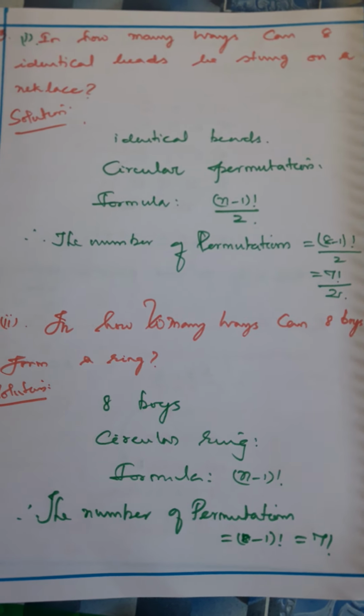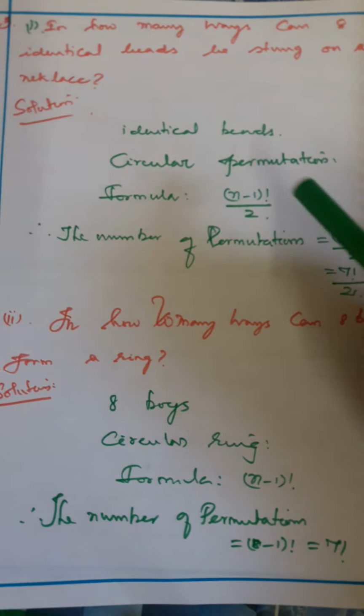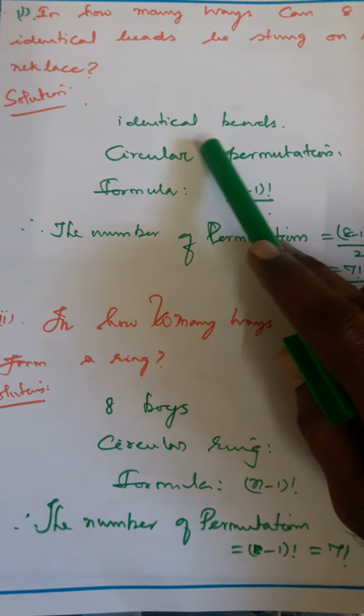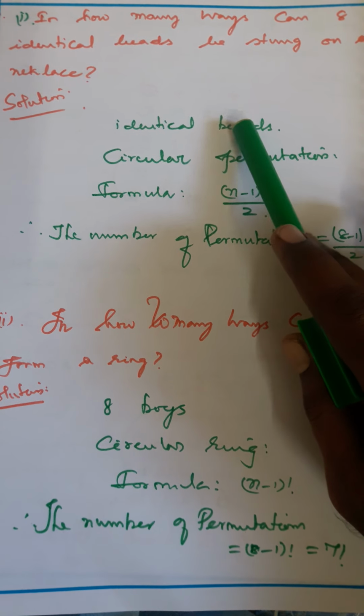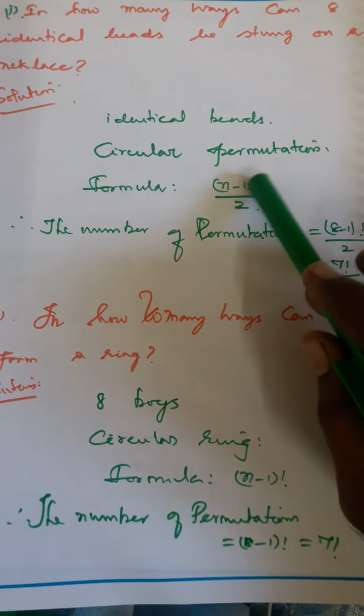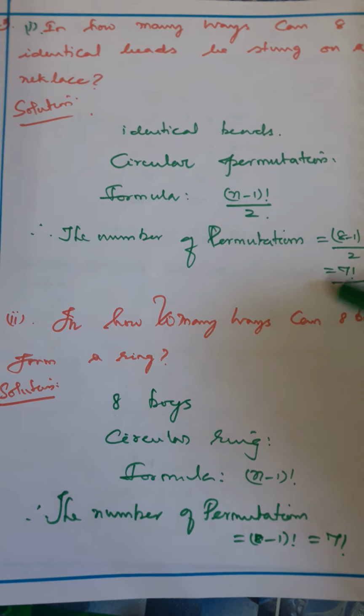In how many ways can 8 identical beads be strung on a necklace? So we have identical beads, circular permutation. Identical means we cannot find out the clockwise or anti-clockwise. Your formula is (n minus 1) factorial by 2. Here you have 8 beads, so it is (8 minus 1) factorial by 2. That is 7 factorial by 2. So this is your answer.